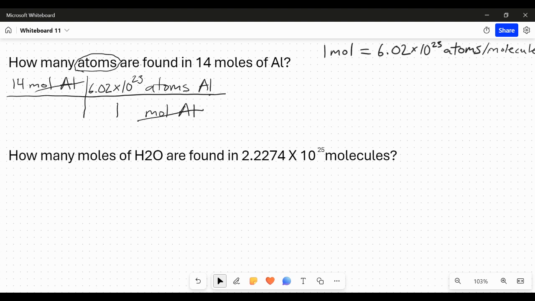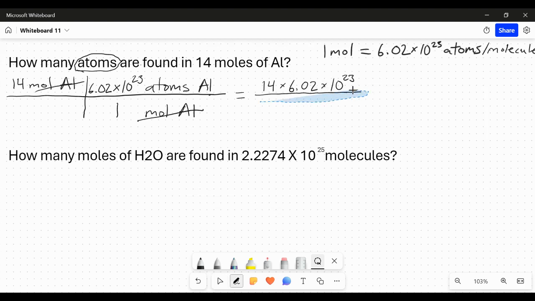Now we treat these problems the same way you treat multiplying fractions. We're going to multiply the top pieces together, and that's going to be our new numerator. So 14 times 6.02 times 10 to the 23rd power. And then we're going to multiply our bottom pieces, and that's going to be our new denominator. But the only thing we have is a 1, so it's just going to be itself. Now anything divided by 1 is just itself, so we actually don't even need these bottom parts. So I'm just going to go ahead and clean this up a little bit and erase these.